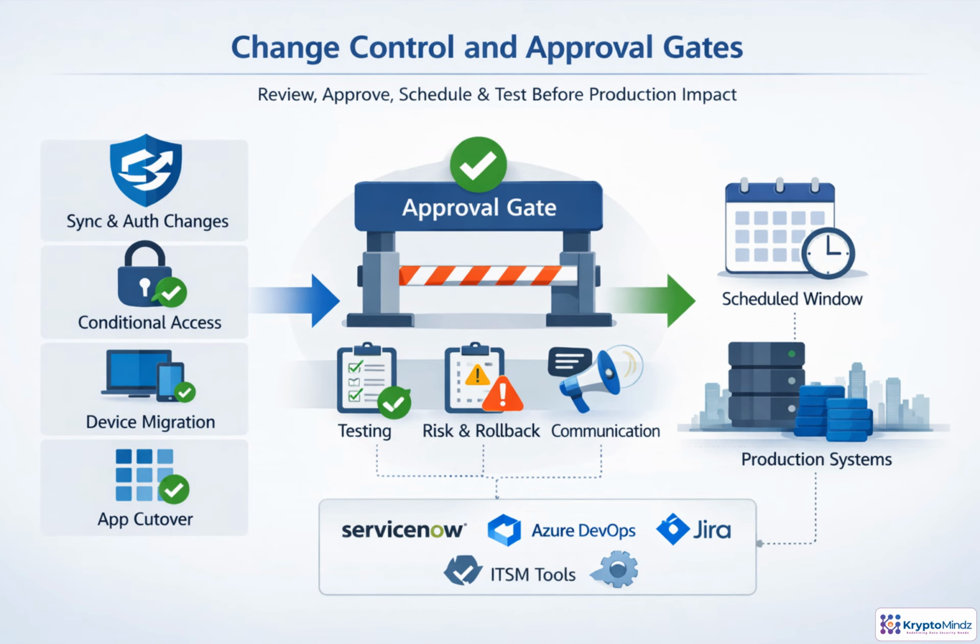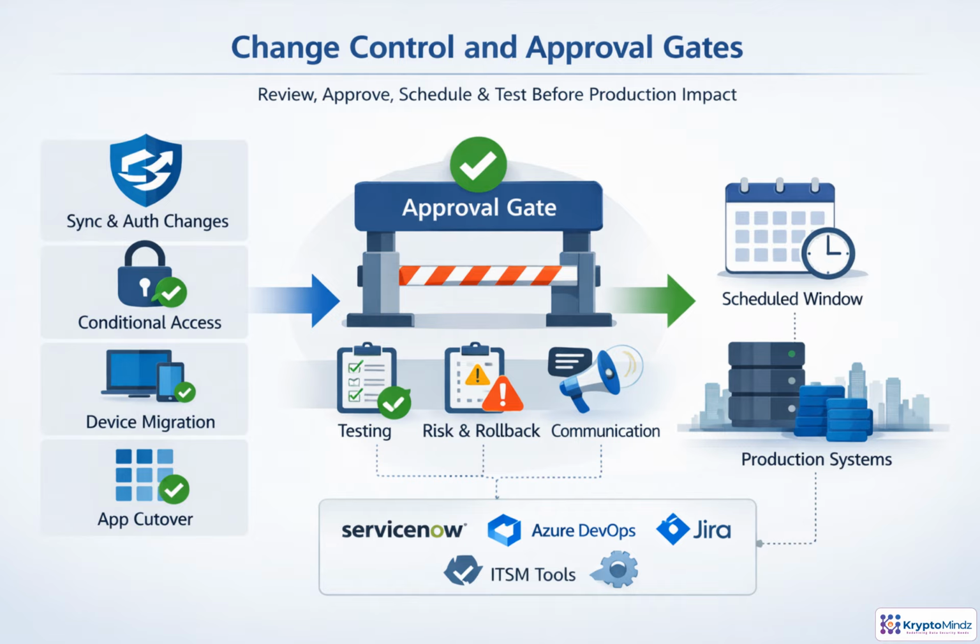Change control is the safety mechanism that keeps a migration from becoming a surprise outage. Every meaningful change, whether it involves sync, authentication, conditional access, device migration, or an application cutover, should follow a formal request path. Before approval, confirm test evidence, business impact, rollback steps, and user communication.